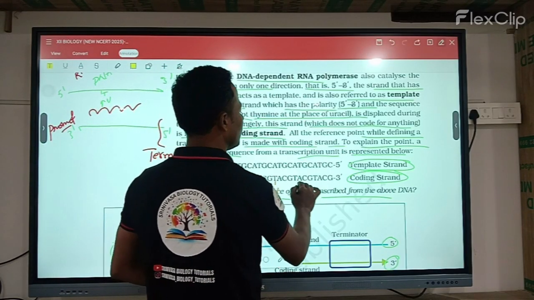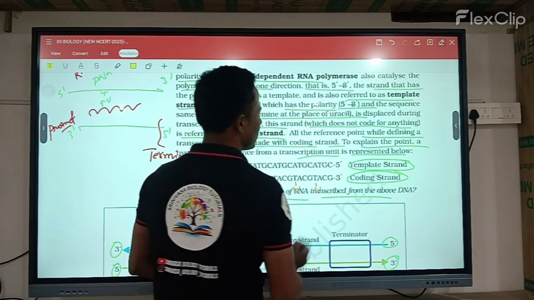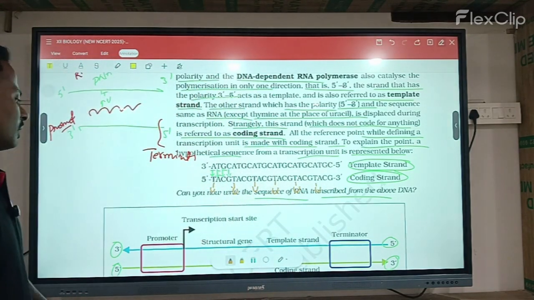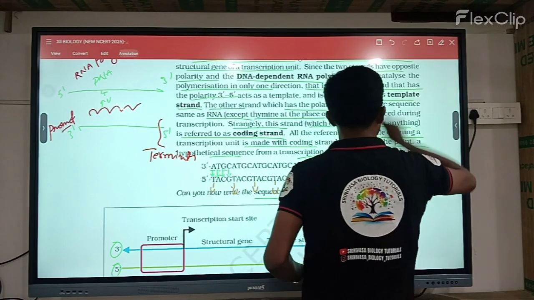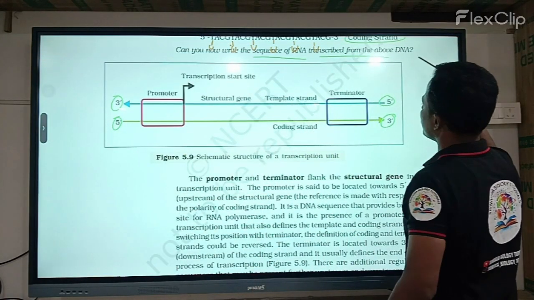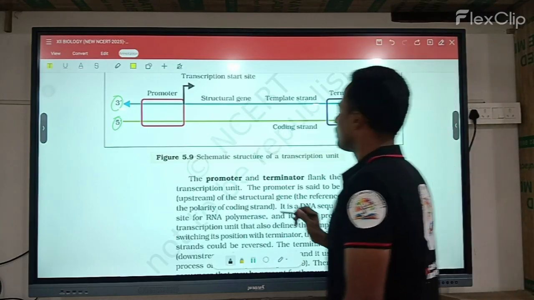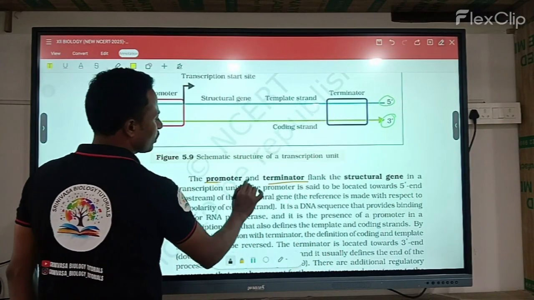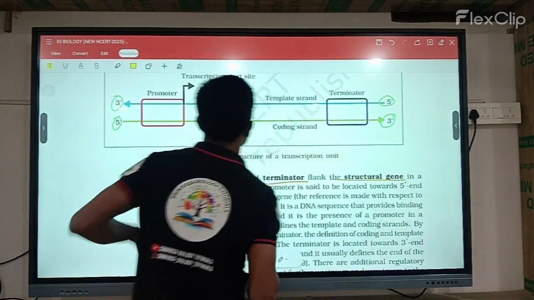Here they bind, as the uracil is present here. Am I right? Once you have observed it, it is in a promoter region, and there is a terminator region. Let's see. Here are the promoter and the terminator, at the flank of the structural gene. So it is in a structural gene.